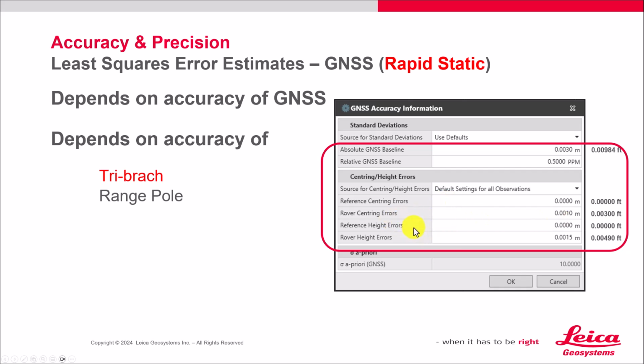And for the reference height errors, again, maybe we're coming from a CORS station and downloading RINEX files directly from it. You might have some error here if you're using a traditional base and rover, but that's not what we're doing. We're doing static. And then rover height errors of 1.5 millimeters.